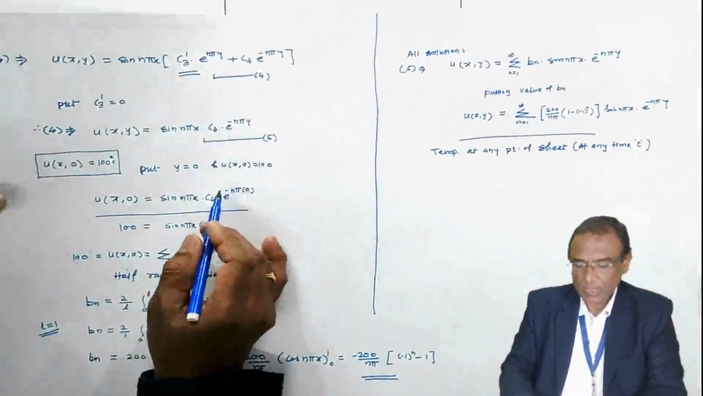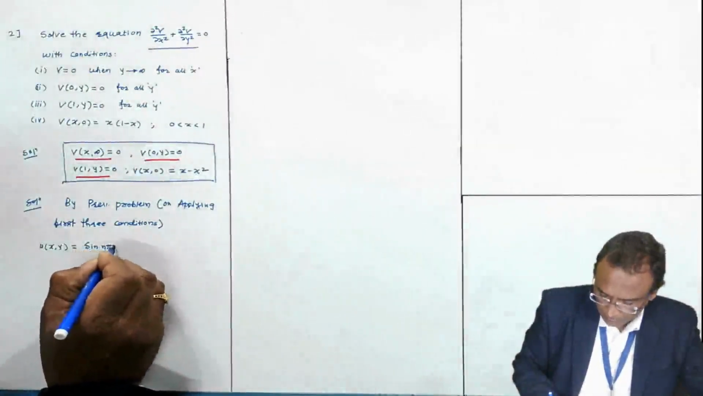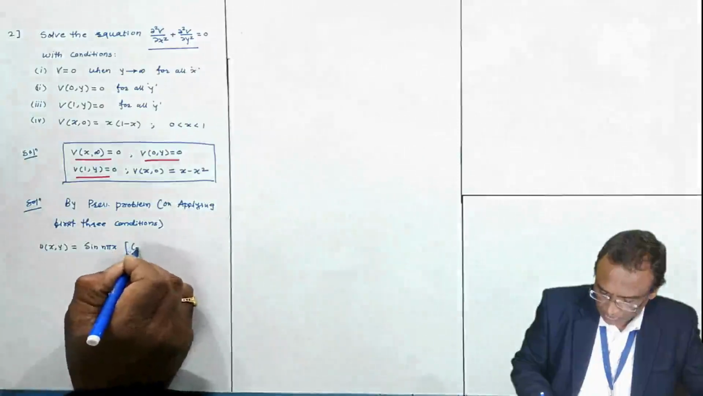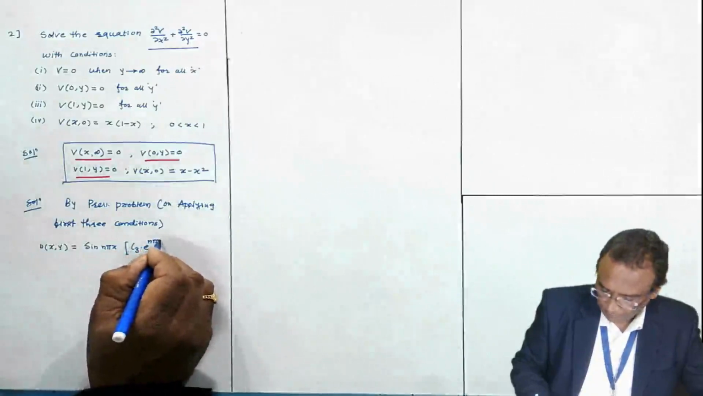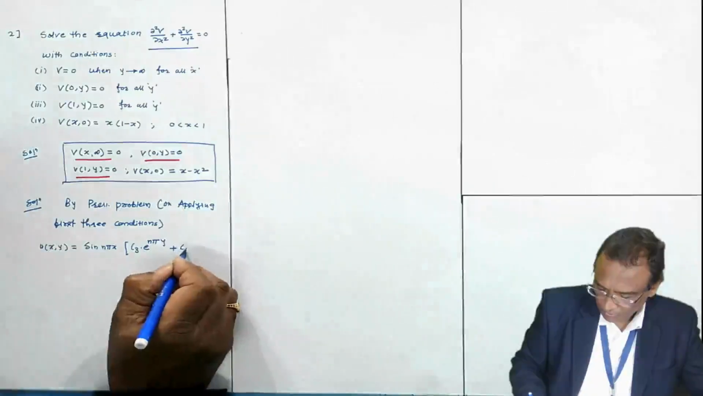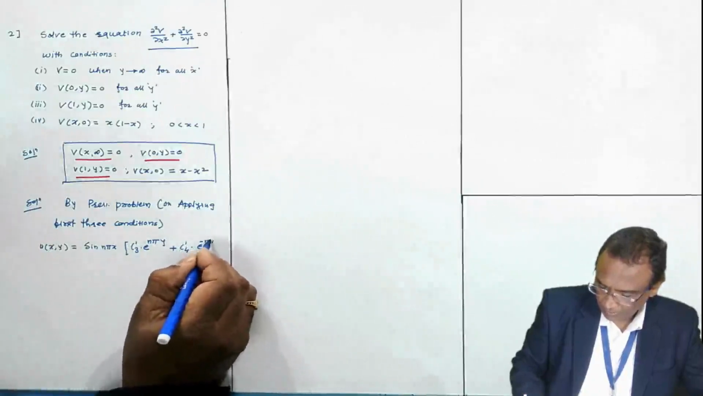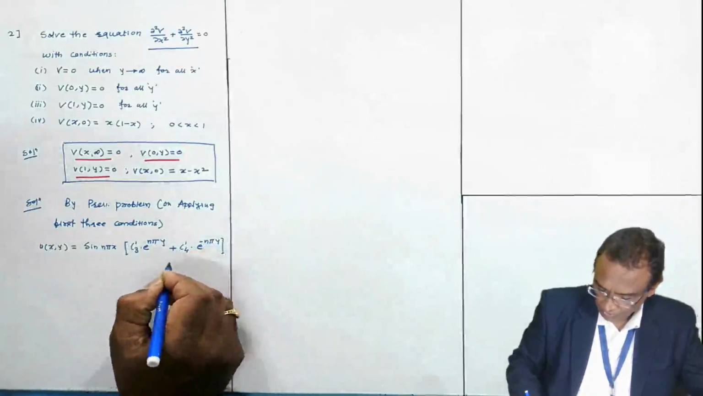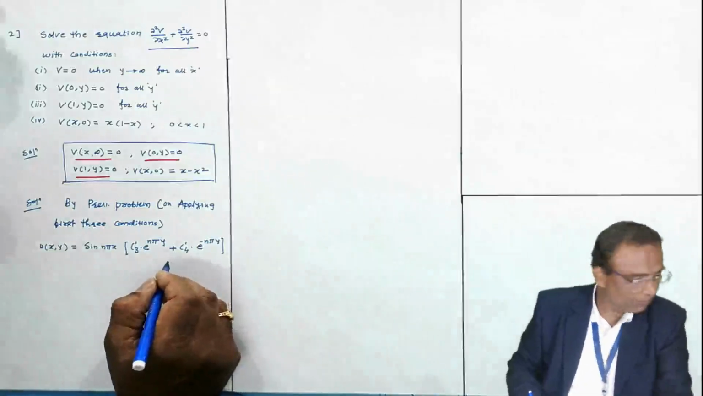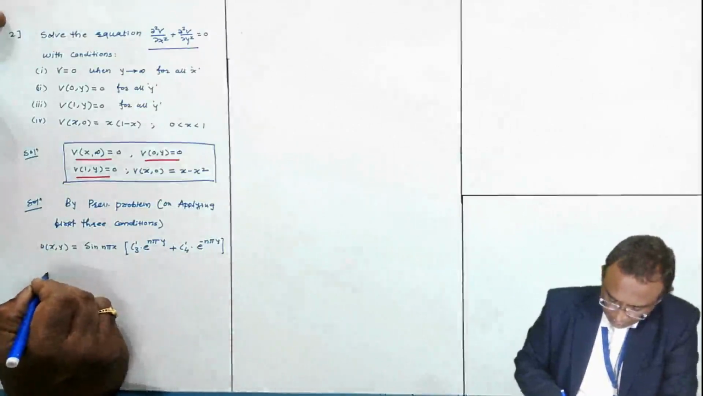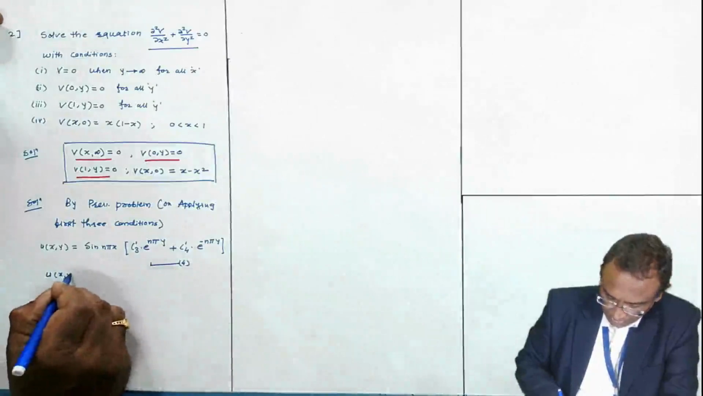U of xy is sin n pi x multiplied by c3 dash e to the power n pi y plus c4 dash e to the power minus n pi y. Okay, this was equation 4, you know. But equation 5 I have to write. U of x is equation 4, and we are interested in equation 5.